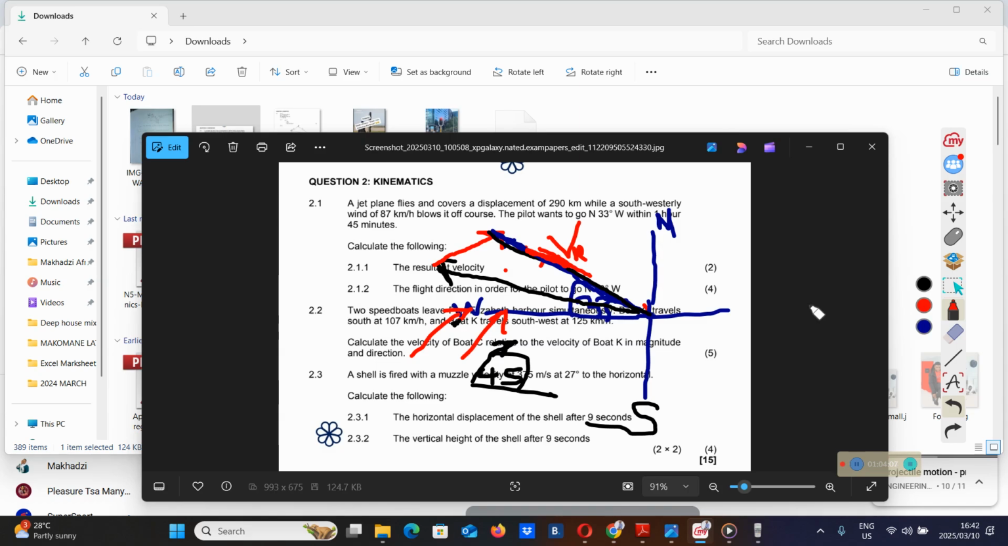So the flight direction, in order for the pilot to go in the direction of north 33 west, it will be this direction. You either measure it from here to there or from here to there. So 2.1.2 is looking for that angle. For the sake of time, I'm not going to solve it. It's more or less the same as the previous problem. It will just be a matter of using the sine rule and so forth. Remember, you know this side is 87.